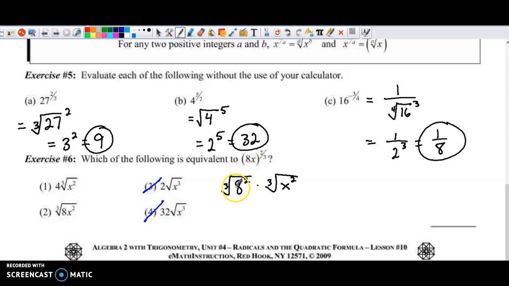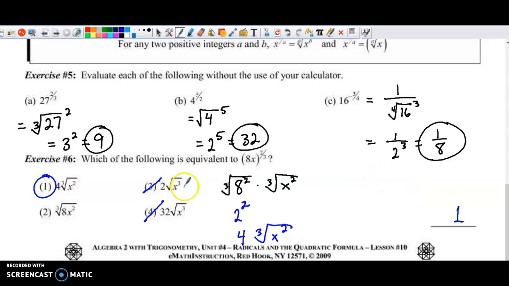And then the cube root of 8 is 2. Once I square it, it is 4. So it is 4 cube root of x squared, leaving me with option 1.